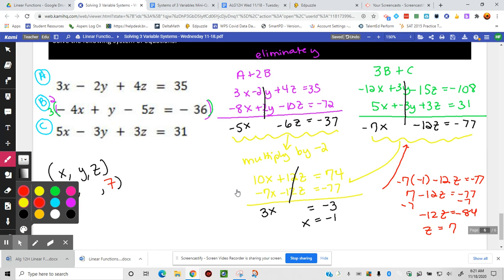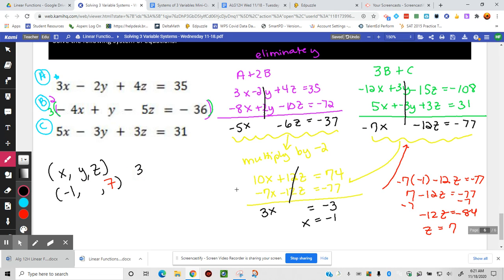Okay, so now I go back all the way to the very beginning. I know what x is, I know what z is, I just have to find y. It does not matter which one you plug this into. I'm just going to go back to the very beginning because that's just usually what I do. So it really doesn't matter, it's kind of up to you.